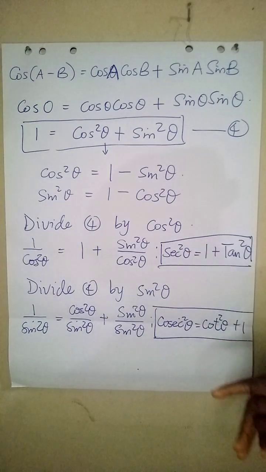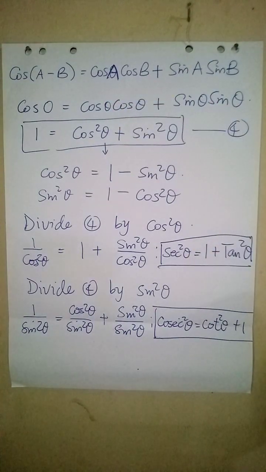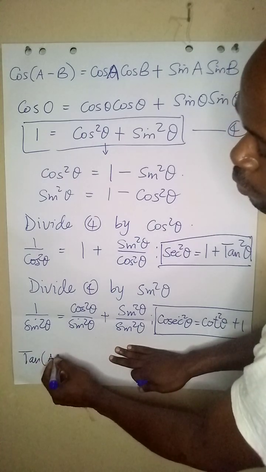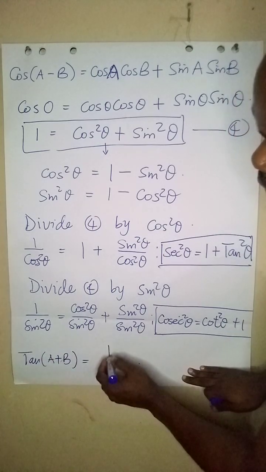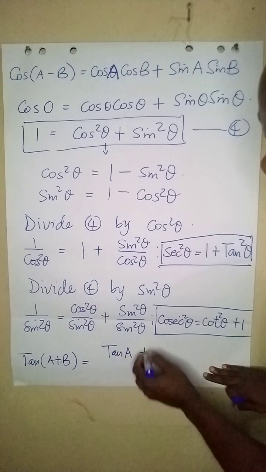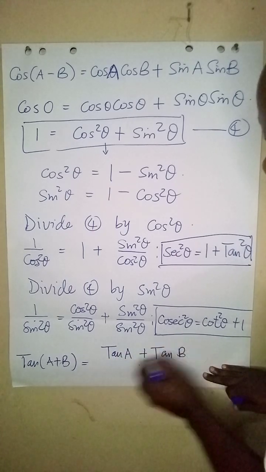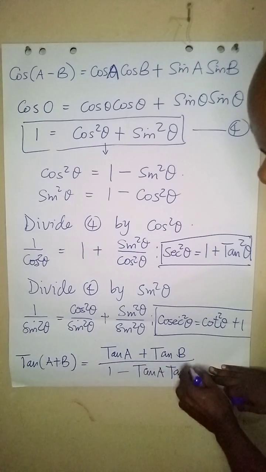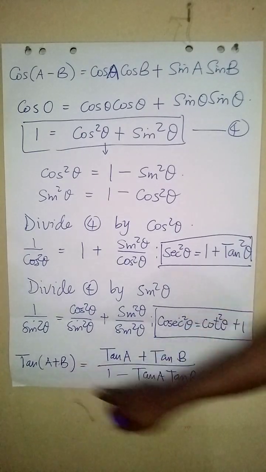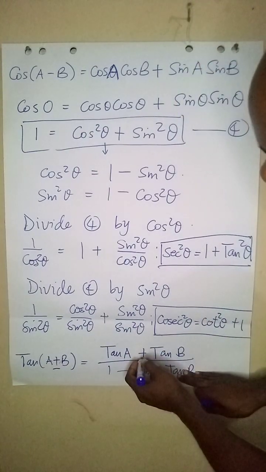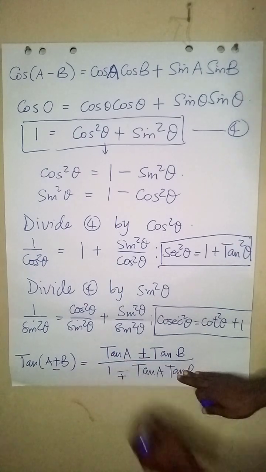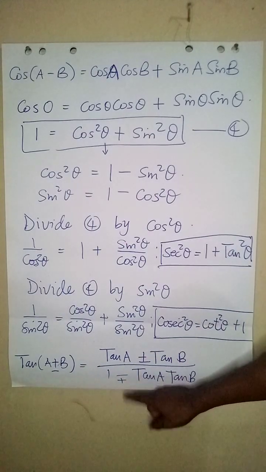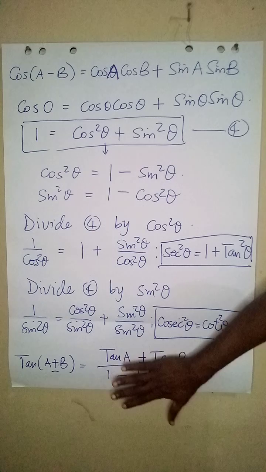I would like you to take note of this and this and this, and also to note that tan(A plus B) is the same thing as tan A plus tan B divided by 1 minus tan A tan B. Likewise, if we change this to minus, this is going to be a minus here and a plus there. This is very important. If you're having a minus here, you're going to have a plus below, and if you're having a plus here, you have a minus below. So take note of this relation.